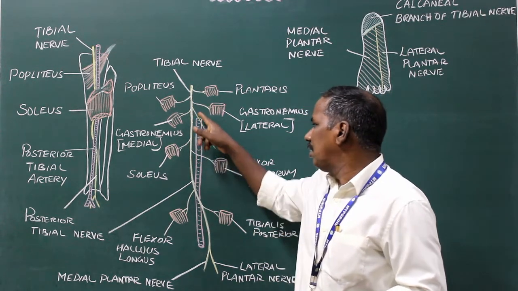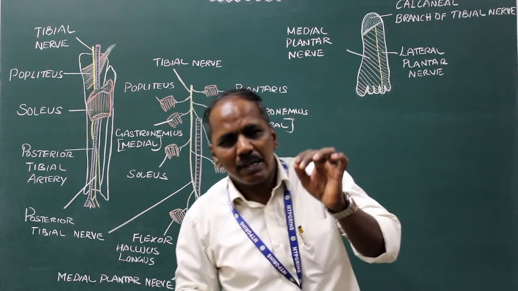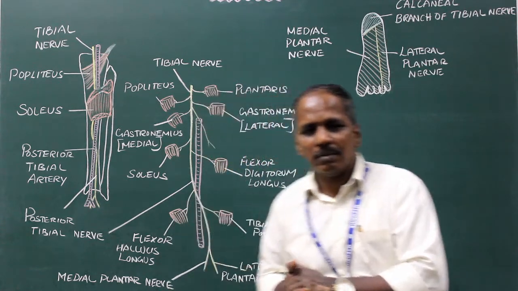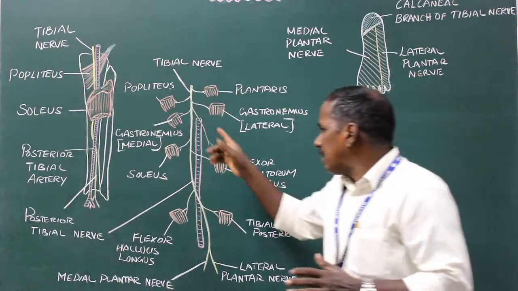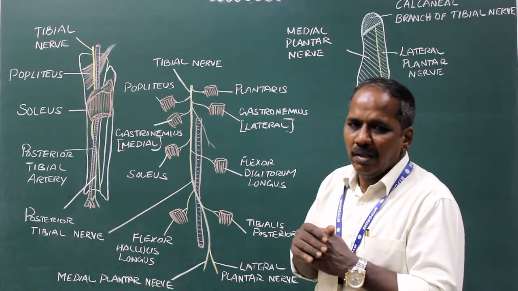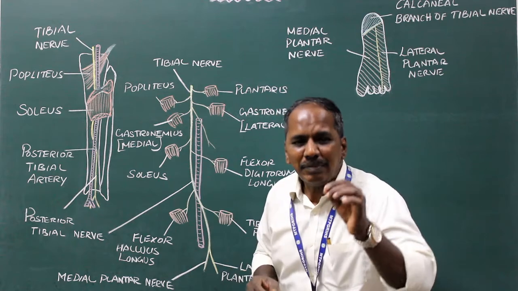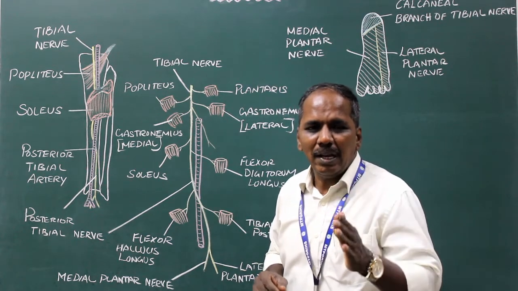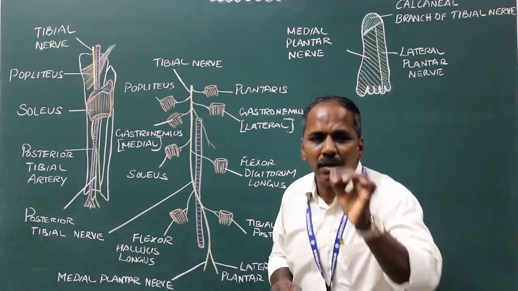Sural nerve. It is a cutaneous branch which arises from the tibial nerve. It pierces the deep fascia between the two heads of gastrocnemius and ends by supplying the skin over the lateral margin of the dorsum of the foot.